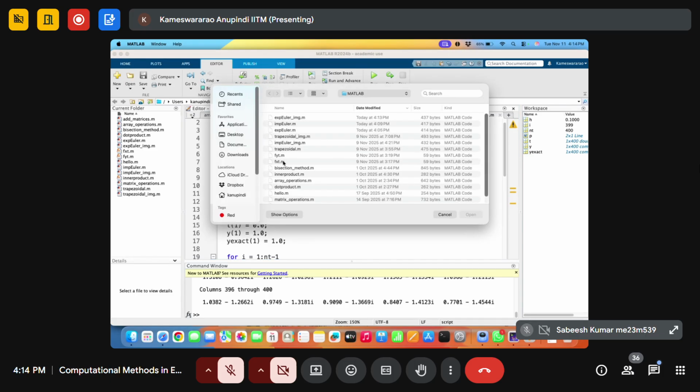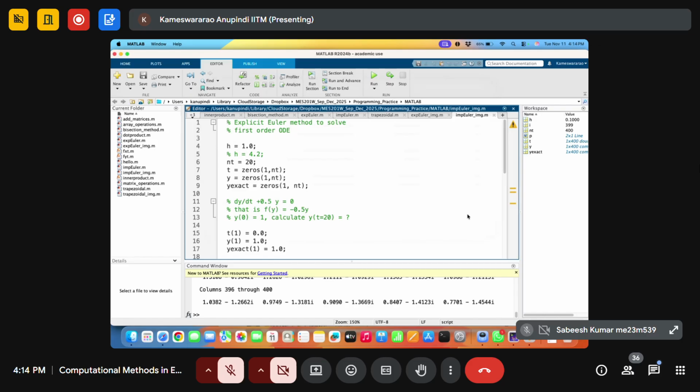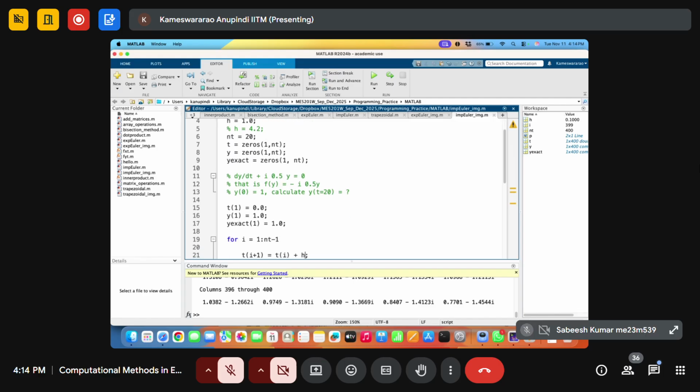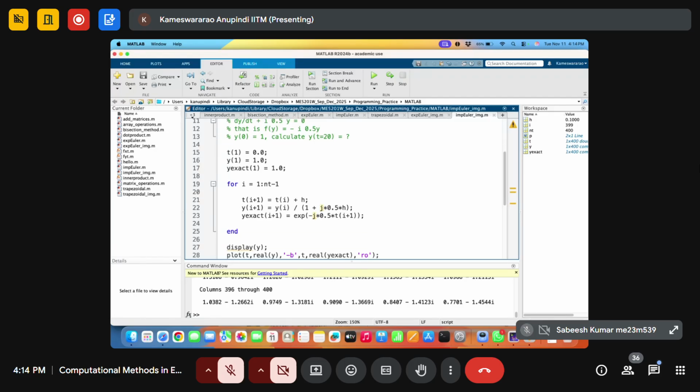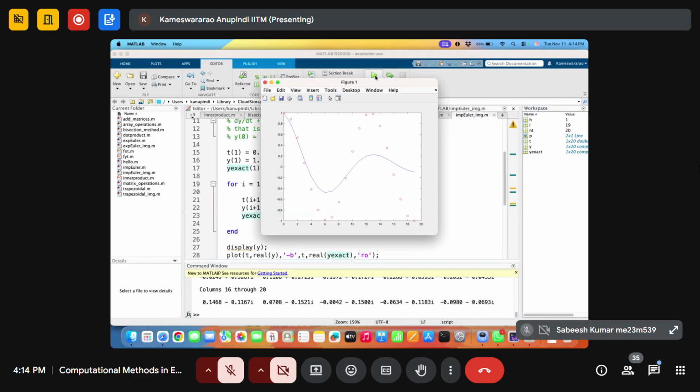Let us look at the implicit Euler method, for purely imaginary right hand side. Again I'm choosing h equals 1.0. Number of time steps is 20. Everything else is exactly the same. I should change this to i, because this is i, and then this is also i. Then we do the same thing, except that now my y n plus 1 equals y n divided by 1 minus lambda h. That's going to be 1 plus j times 0.5 h. And then this is the exact solution, which is the same as before. So this is now implicit Euler for purely imaginary right hand side. Let us run this and see what it looks like.